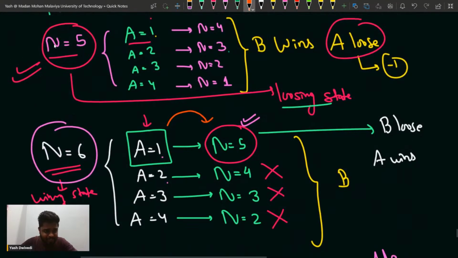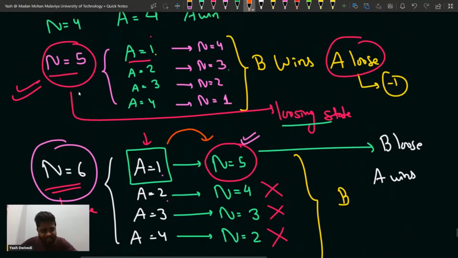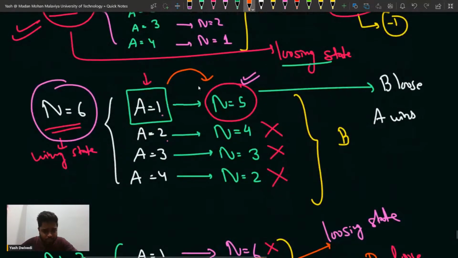And any player getting 5 matchsticks will lose, because you can see when A got 5 matchsticks, A was losing. So when n is equal to 6, player A can take 1 matchstick, and for B the remaining number of matchsticks will be 5. So B will lose, because 5 is a losing state. Basically, the player who gets n equal to 6 is always going to win. Is that clear? That is why it is a winning state.